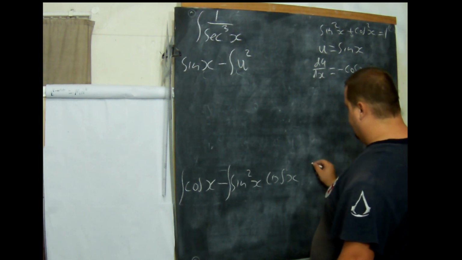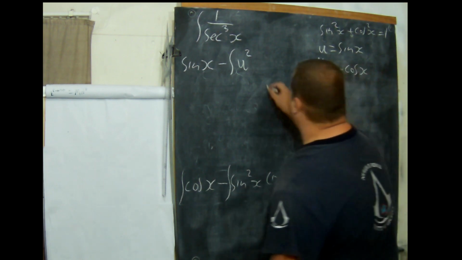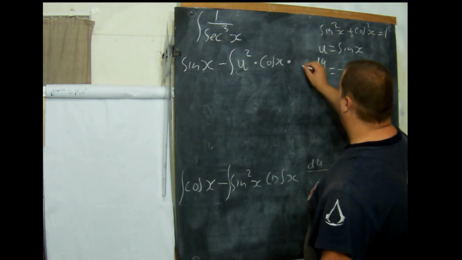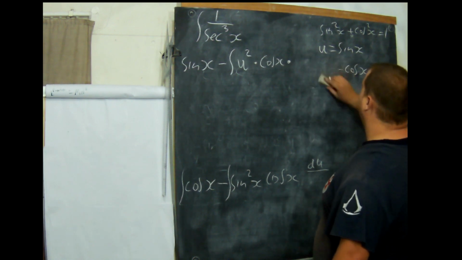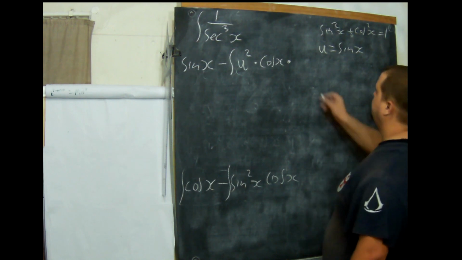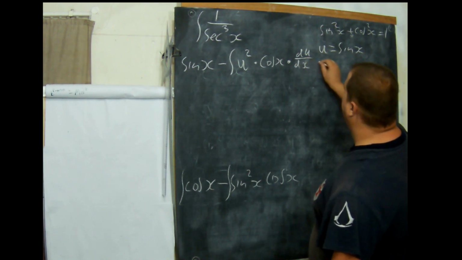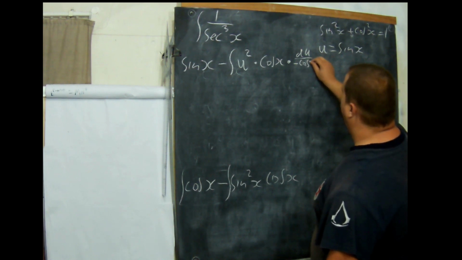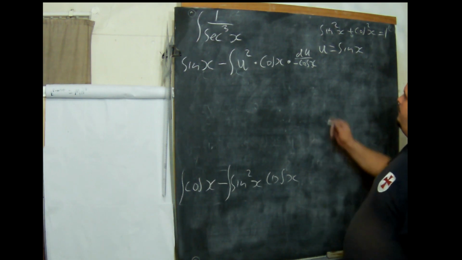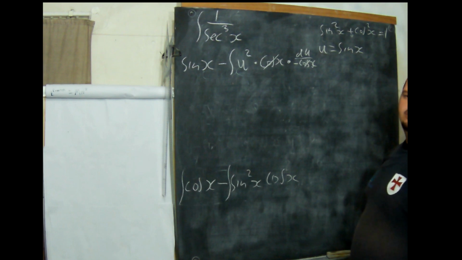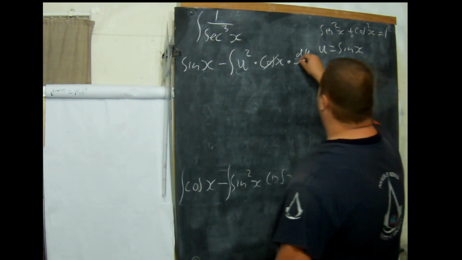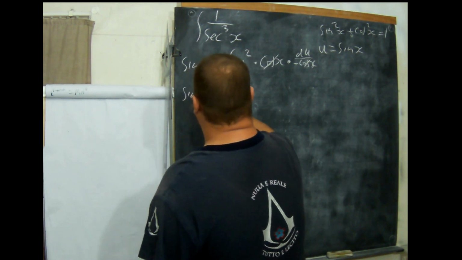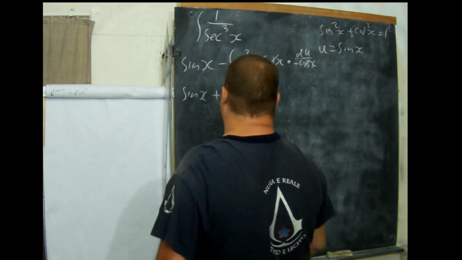So what we have now is u squared times cos x multiplied by dx, which is du over cos x. So cos and cos will cancel because they will become 1. So the minus stays. So minus times a minus is a positive. So sine x plus the integral of u squared.